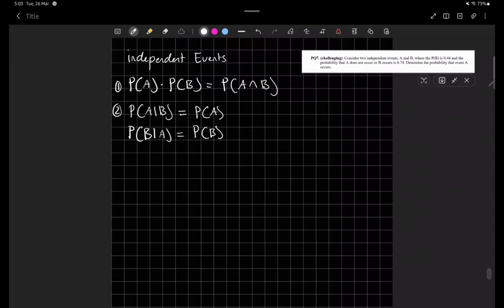So that's important. Okay, so the probability that B will occur is 0.44. And the probability that A does not occur or B occurs is the probability of A complement or B, which is 0.74.